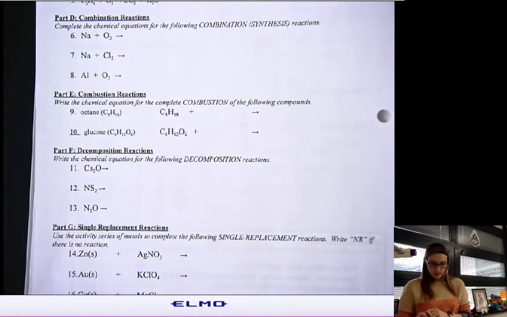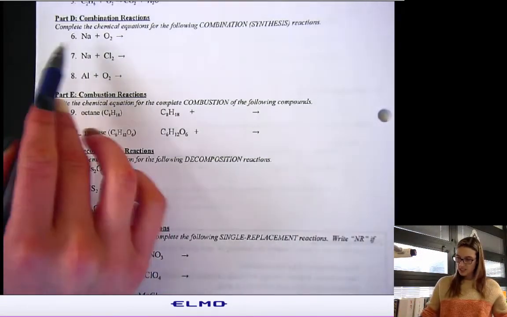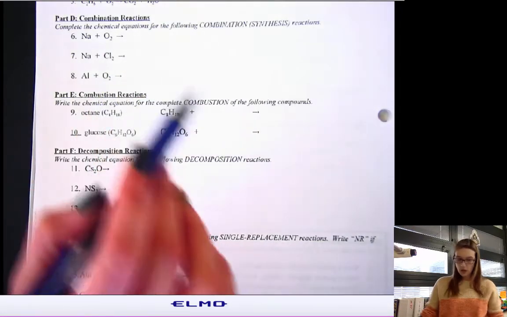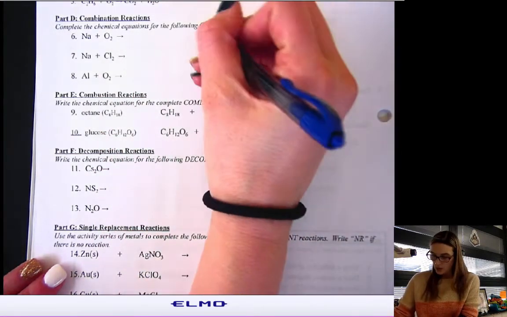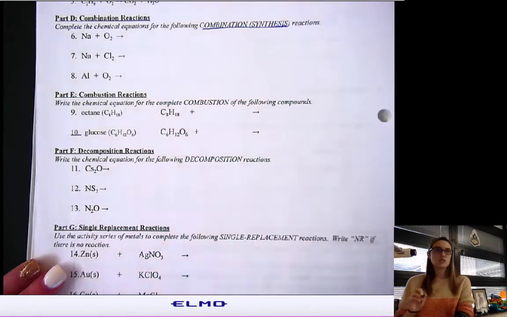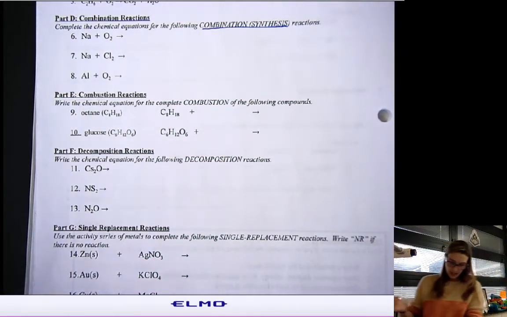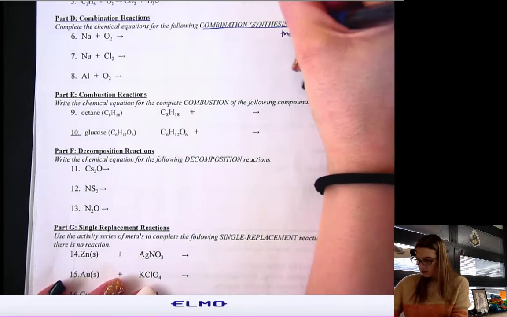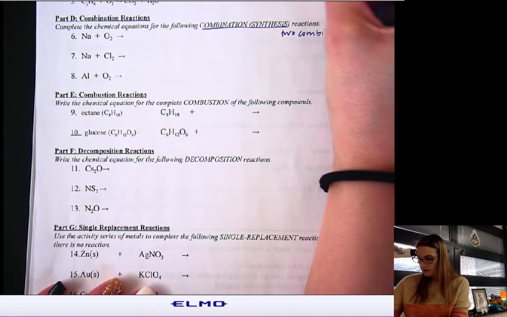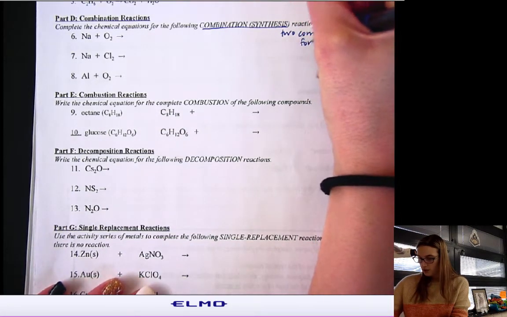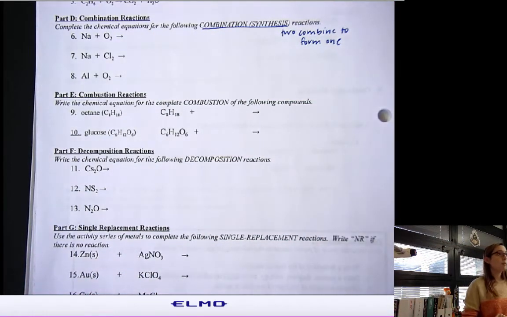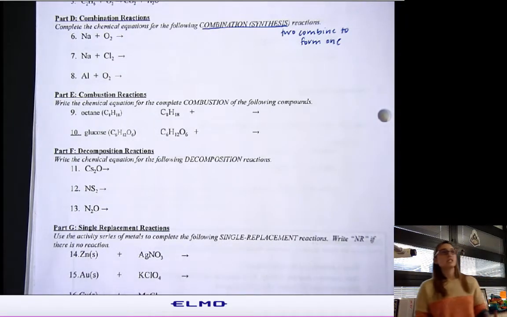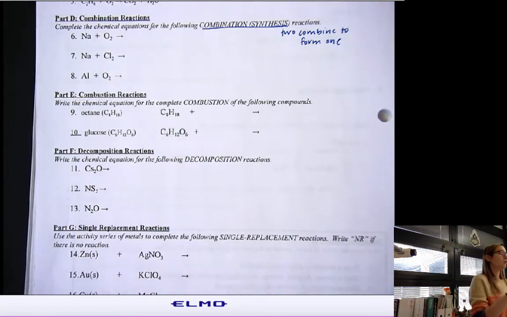So if we take a look at Part D. Part D says complete the chemical equations for the following combination or synthesis reactions. Each one of these sections is split up into each of the types of reactions. So for combination or synthesis reactions, just a reminder, this is when 2 combine to form 1. So 2 elements combine to form 1 compound. Right? 2 substances combine to form a single formula.